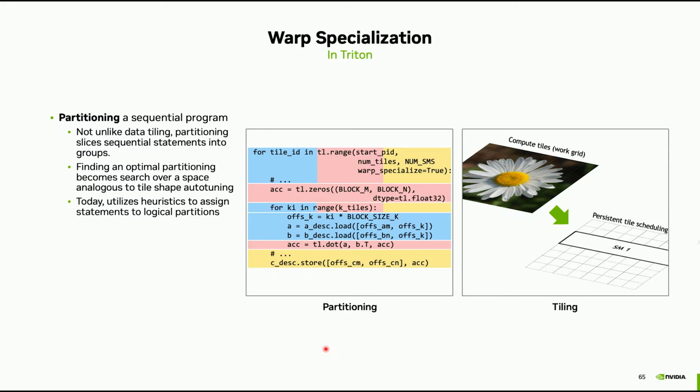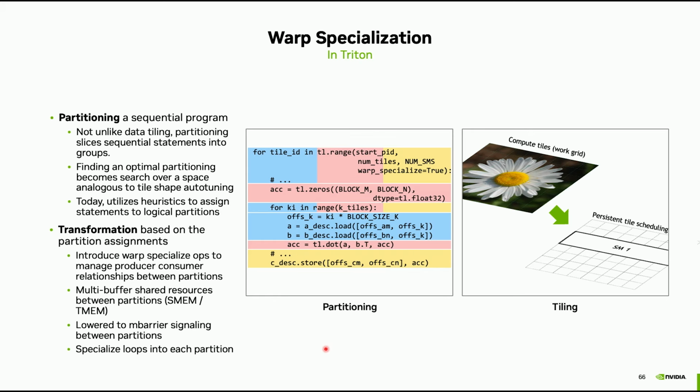The second step here is the transformation. Transformation is the part where you've taken the partitioning assignments and, in the Triton GPU dialect, we introduce warp specialized ops. These ops are effectively the high-level ops that are managing the producer and consumer relationships between different partitions. That's things like how to multi-buffer the shared memory and the tensor memory, and then how to do the signaling between the producers and consumers. And then we specialize the loops, repeating them into each of the different warp partitions as a final step.